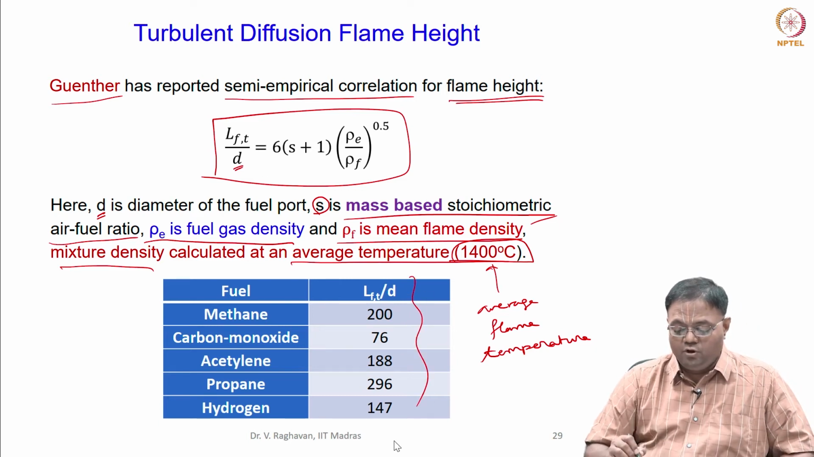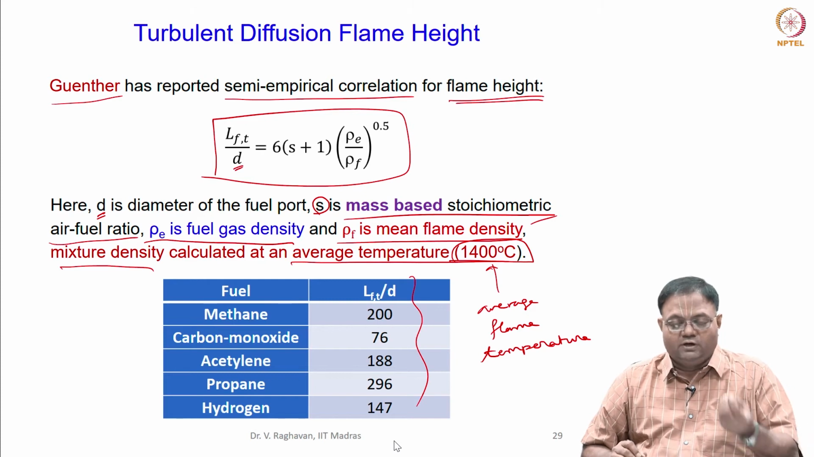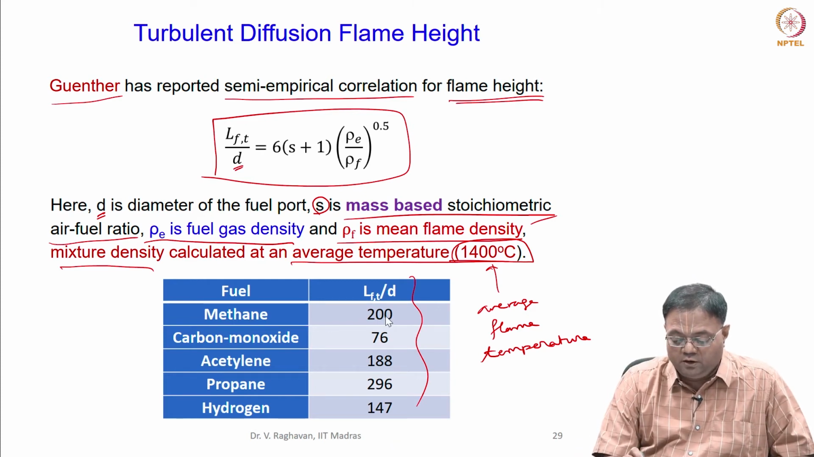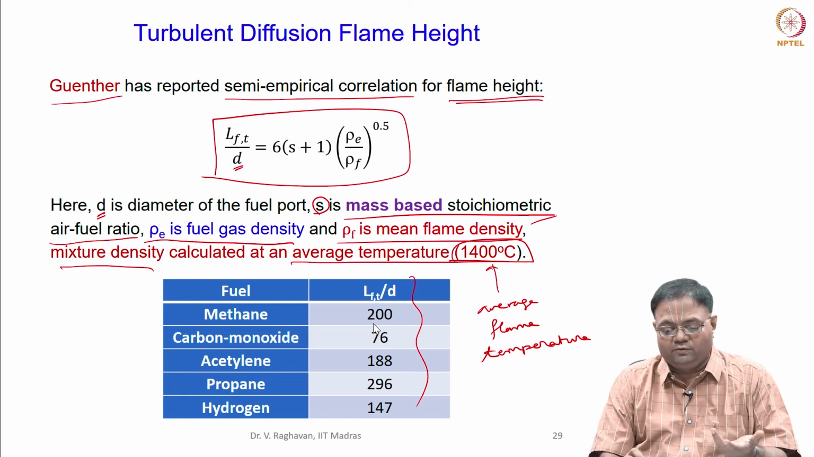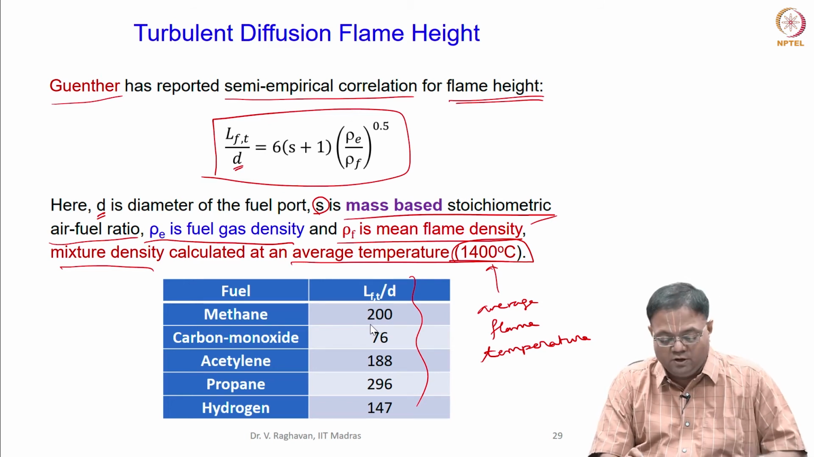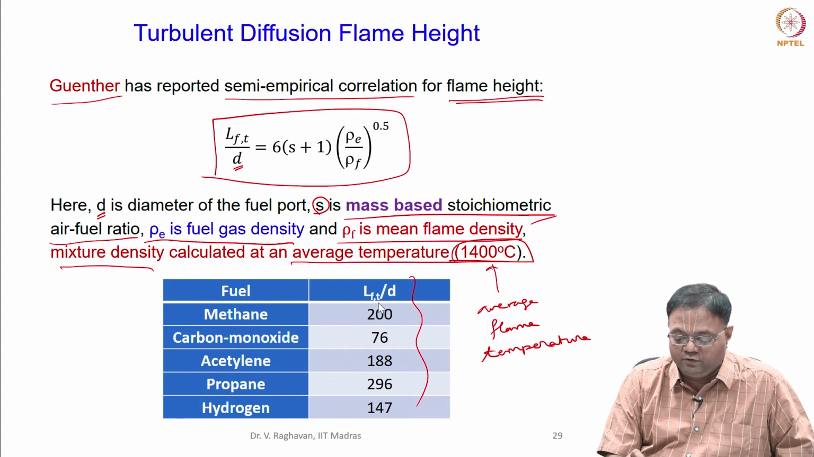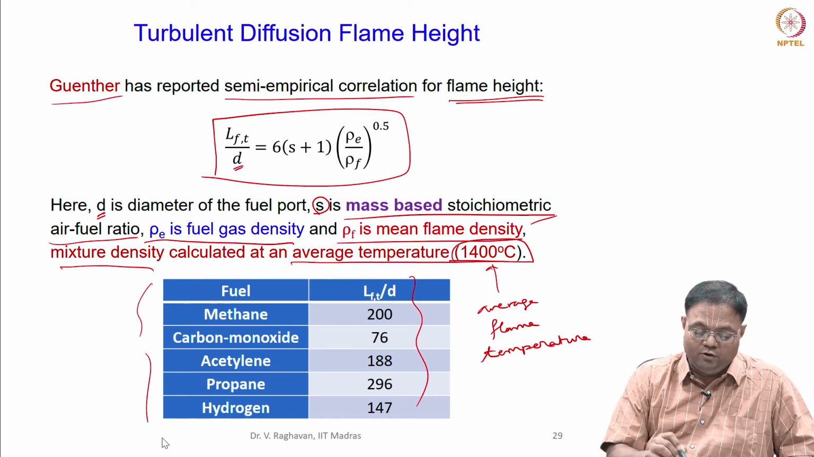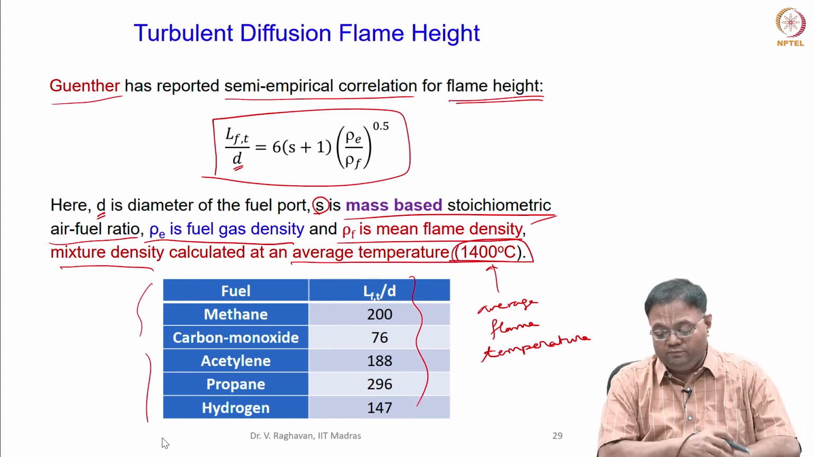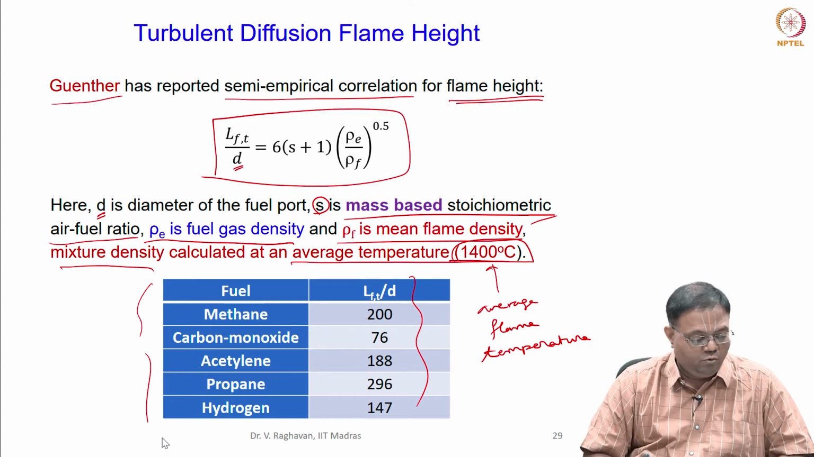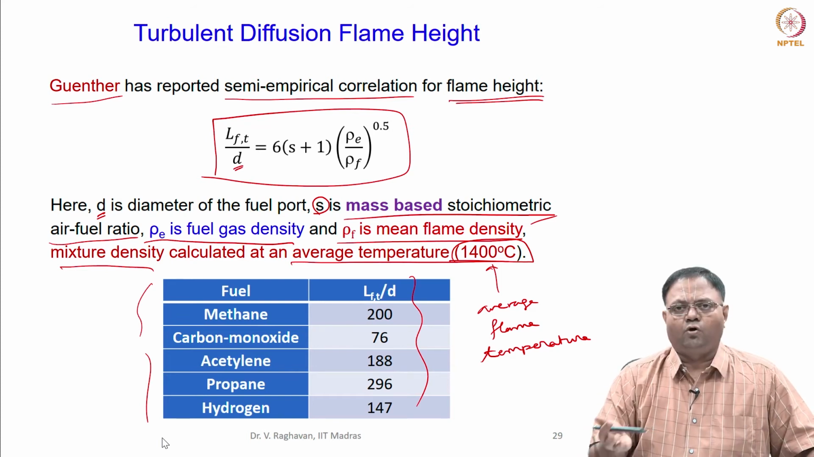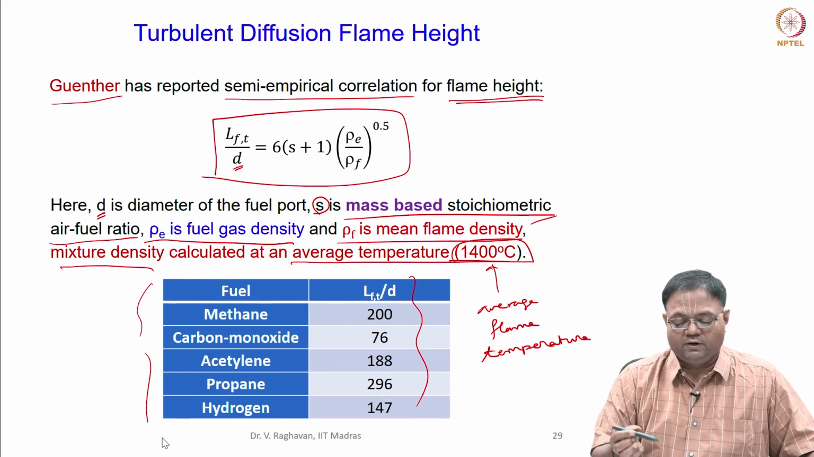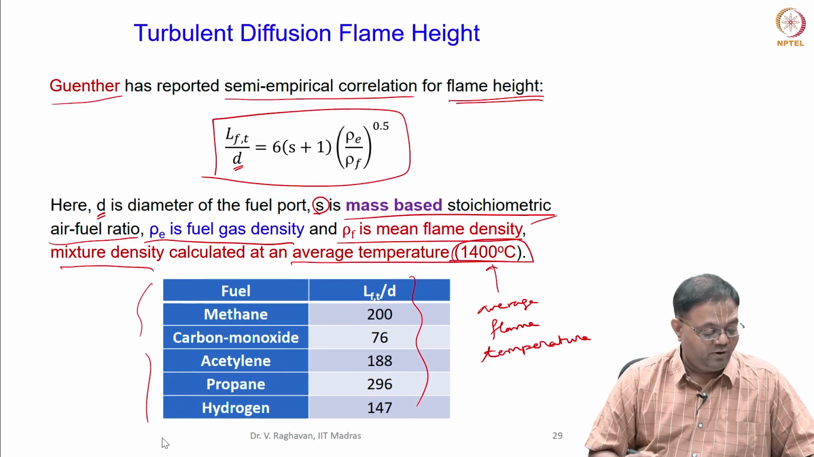These are some values for some fuels, the fuel jet coming out, methane, this. So irrespective of Reynolds number, correct. So why does it need Reynolds number? Because it's only a constant, almost a constant. So for methane LFT by D is 200, carbon monoxide is very small, so the reactivity is high. Similarly, hydrogen also is smaller than this, and so on. So these are some of the values of the turbulent flame height. Okay, so like this, a lot of correlations are available. I have just presented a simple correlation which is available for the turbulent flame height.